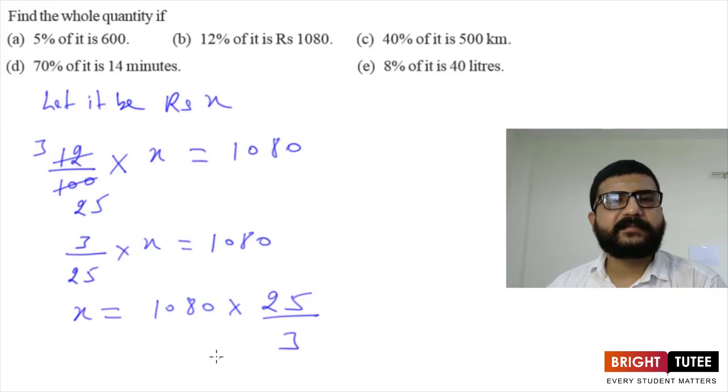Now can we simplify this? Yes, we can simplify this. 3 ones are 3, and 3 into which number will give us 1080? It will be 360. Now 360 into 25, what will be that?